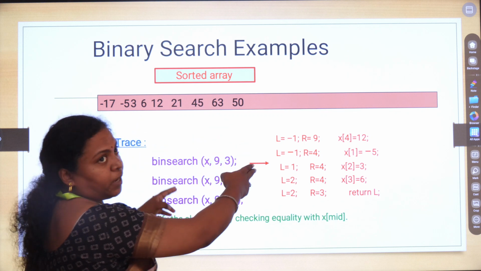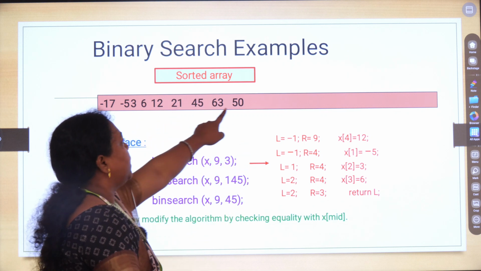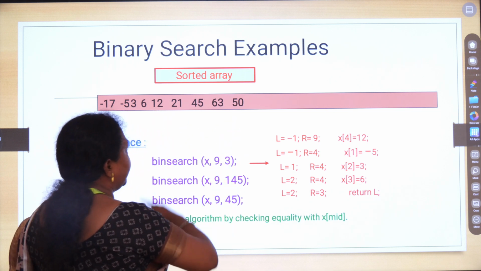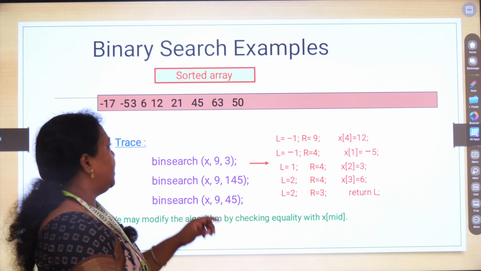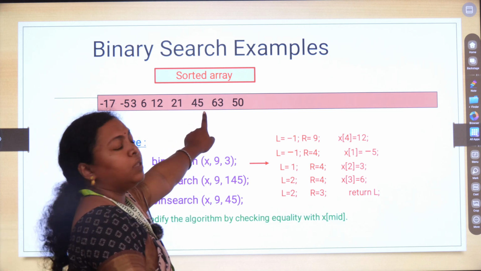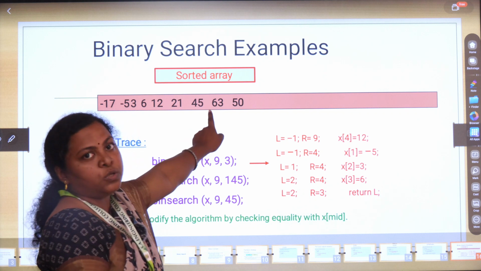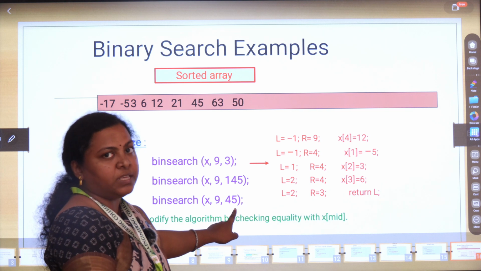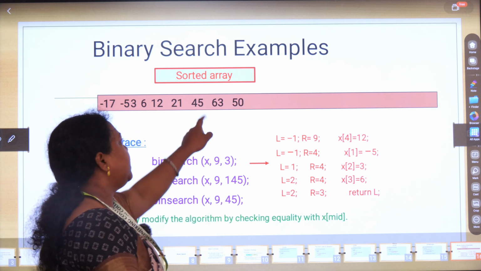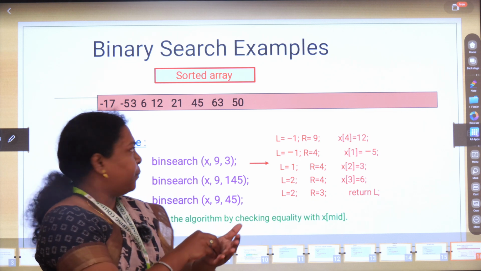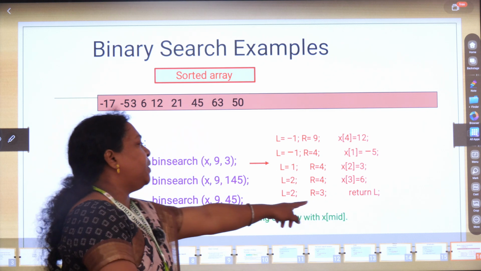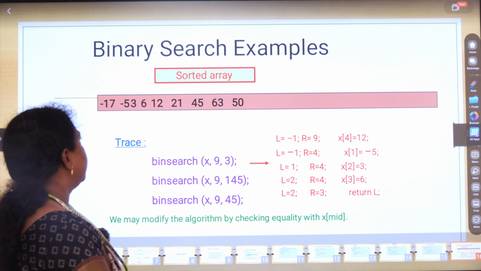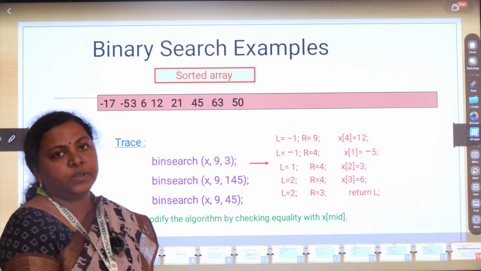So it comes to the second group, and L will be equal to 21 and R will be equal to 50 now. In this part, 21 and 50, it again starts finding the middle value. What will be the middle value now? The middle value will be 45. It checks whether 45 is equal to the key. Key is again 45. So it will take the position of the 45, and that will be printed as the result. That will give us the position of it. So the result will be 6.